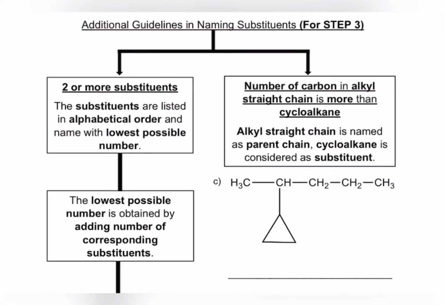Next, we are going to take a look at how to give the name when you have multiple substituents. There are a few cases that you have to know. First, if you have 2 or more substituents, the substituents are listed in alphabetical order and you have to give the lowest possible number. The lowest possible number will be obtained by adding the numbers of the corresponding substituents. Same as before, you are going to add up all the locants.